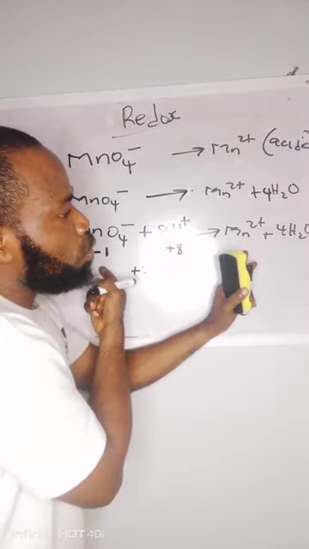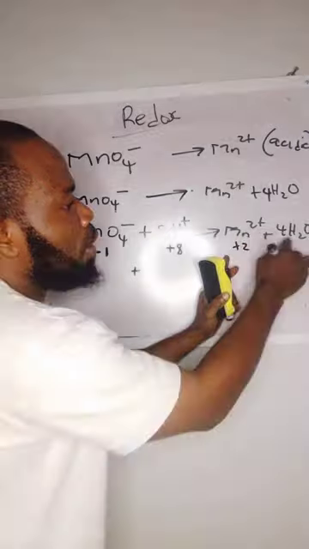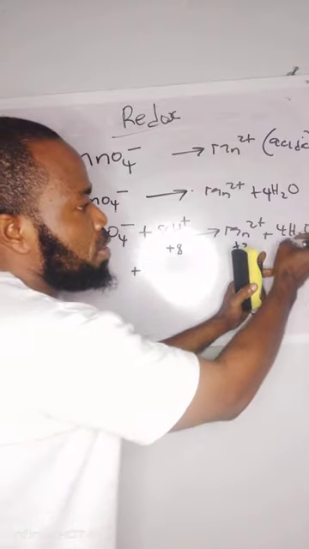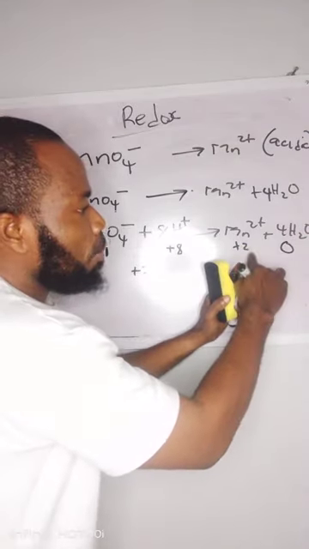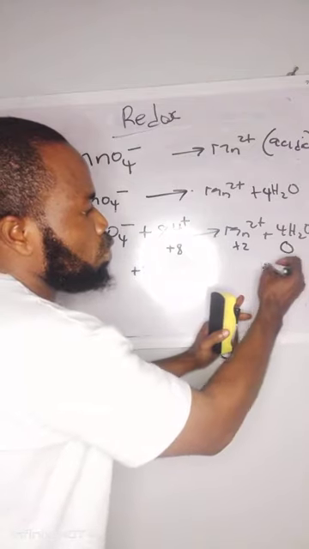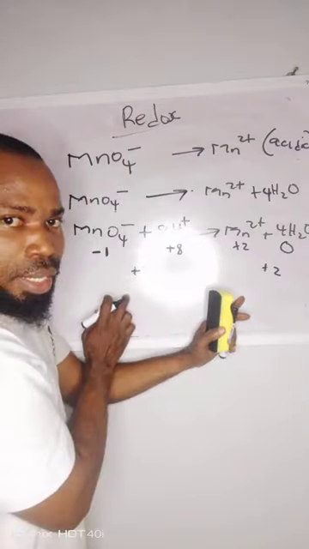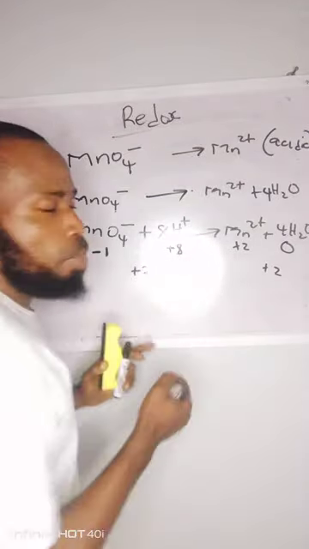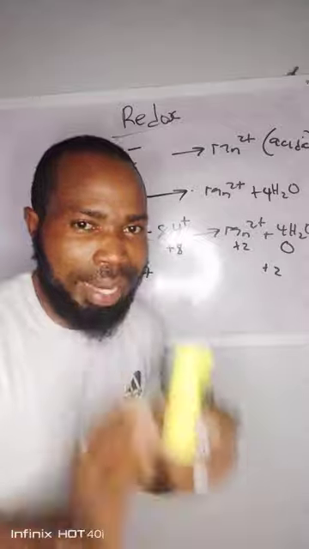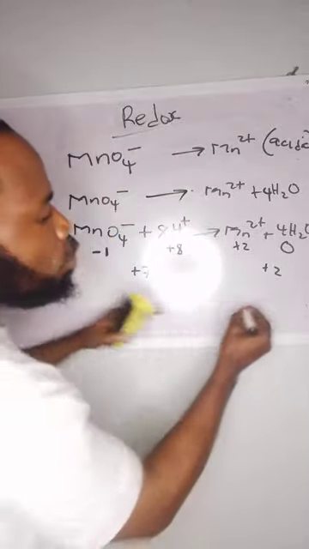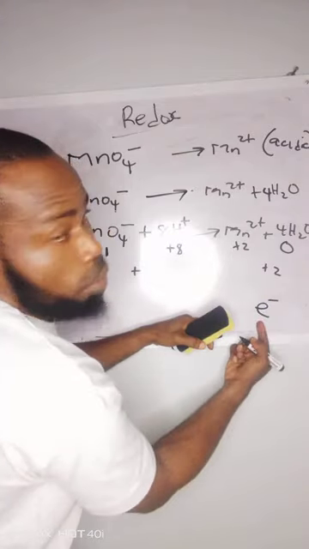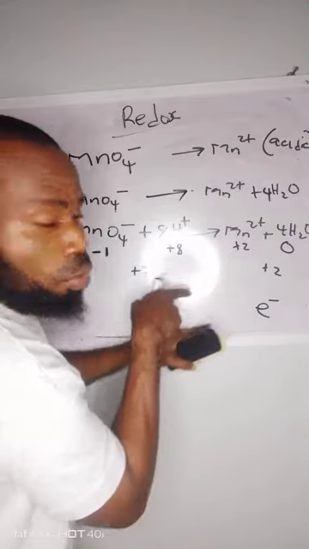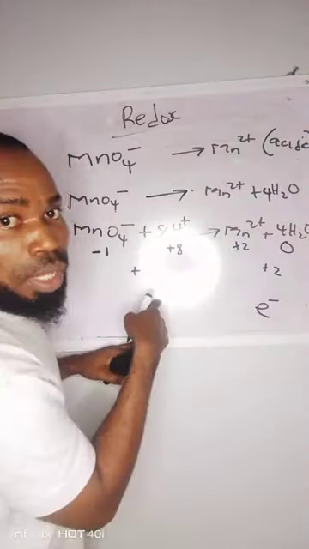Now when it gets to the product side, this is plus 2. Oxidation number of a compound, of course, is 0. Now plus 2 plus 0 will give me plus 2. So on the reactant side is plus 7, on this side is plus 2. The charges are not balanced. To balance charge, I need to add electrons. Now, electrons are negatively charged, obviously. So the amount of electrons I'm going to add, I want to make sure that the charges on both sides are balanced.